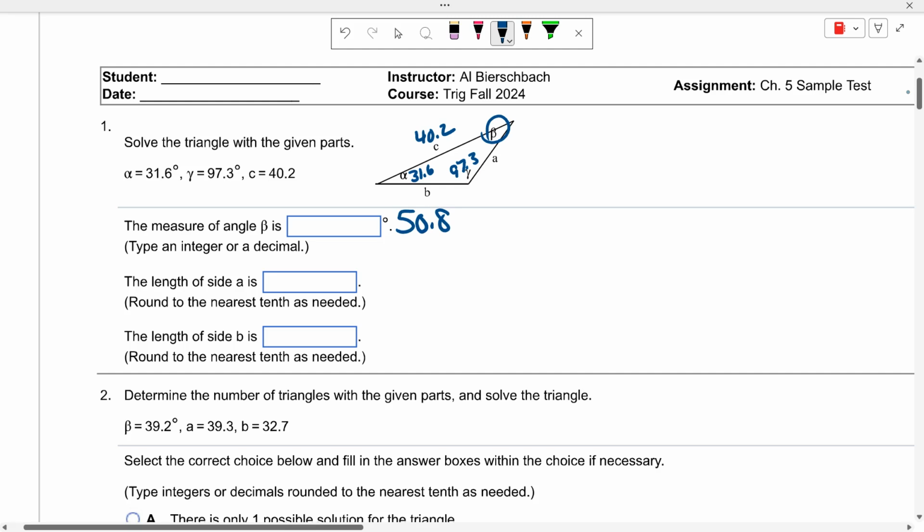So the length of side A is opposite 31.6. So we say the sine of 31.6 over A equals the sine of two things that we know right at the start. Well, I know C and gamma, so 97.3 over 40.2. Cross multiply and solve. 51.1. All right.